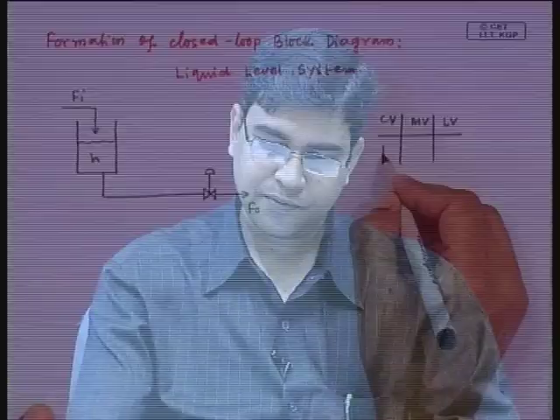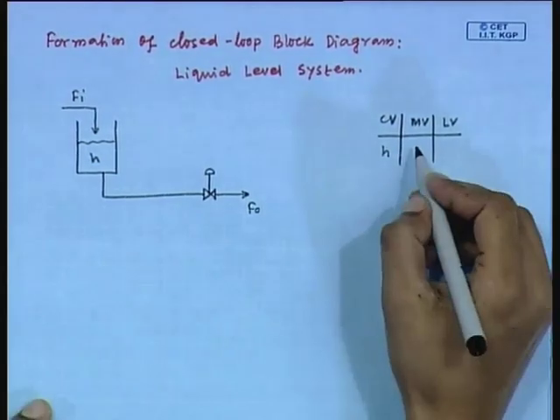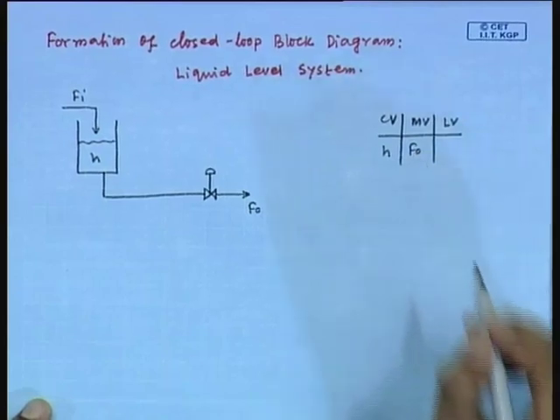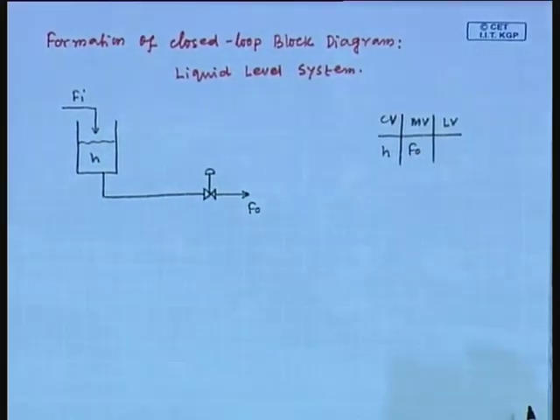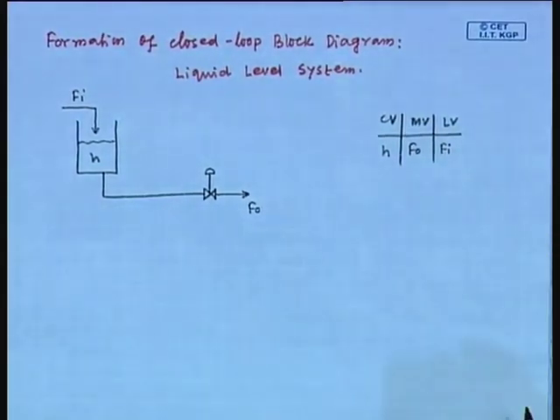Accordingly, height is the control variable. So, there are two options of manipulated variable. I mean, we can select either Fi or F naught. Suppose F naught is the manipulated variable, then what will be the load variable? Fi. If we consider F naught as the manipulated variable, then Fi will be the load variable.